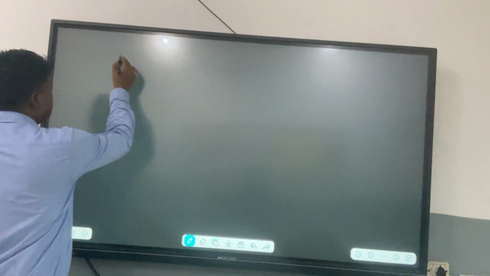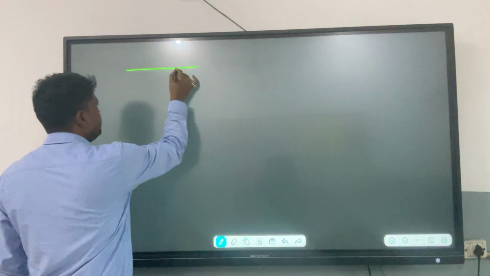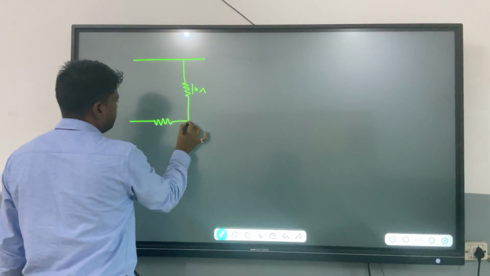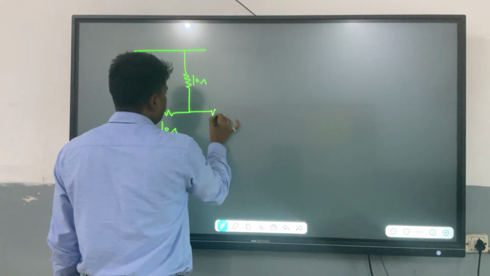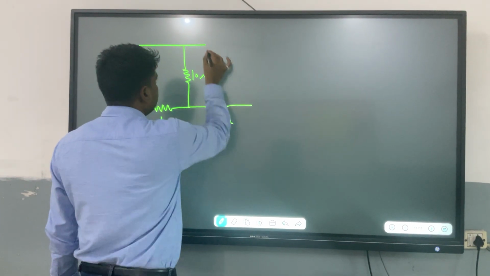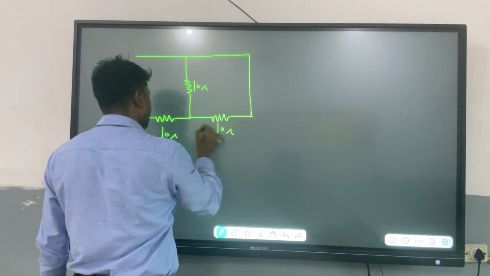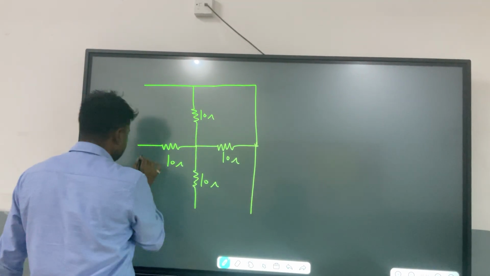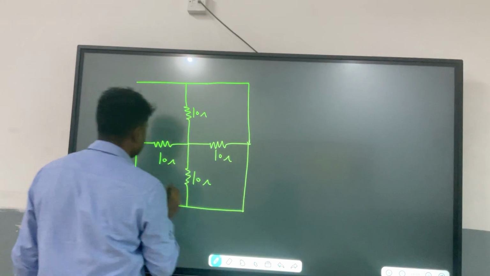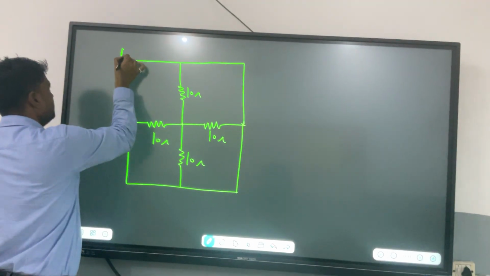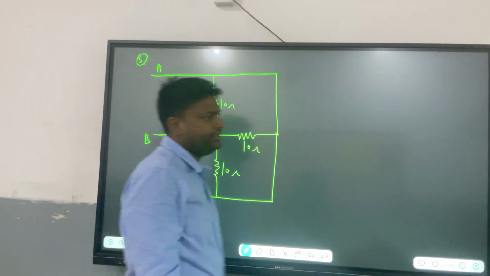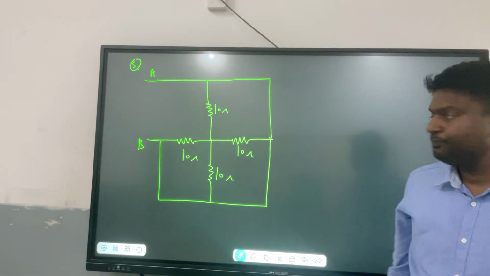Now I can solve one more problem to understand this concept. Suppose one more circuit is here. This is having 10. This is having 10. Again this is having 10. And again this is having 10. Right? Suppose this circuit is here and the examiner is asking find RAB. Fifth example. Find RAB for the circuit given below.